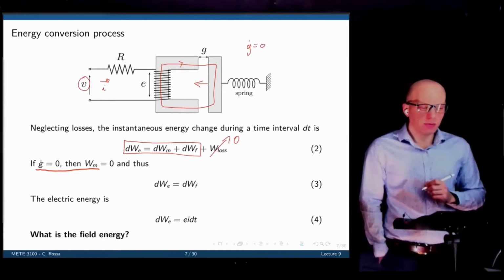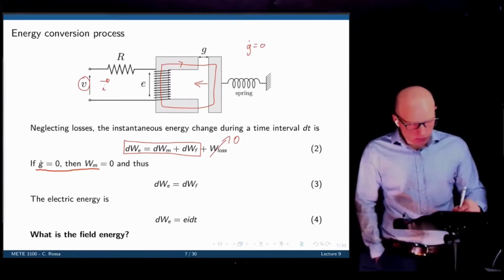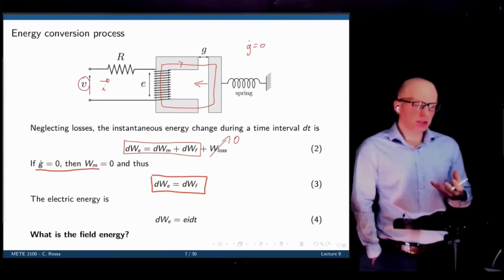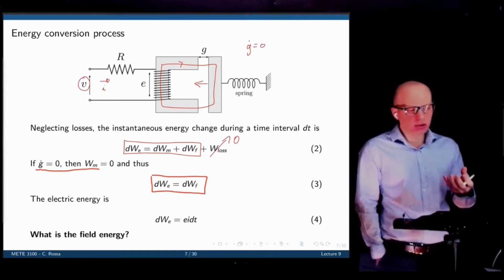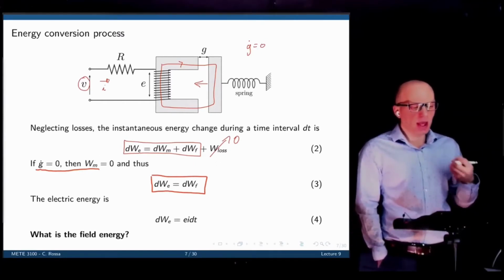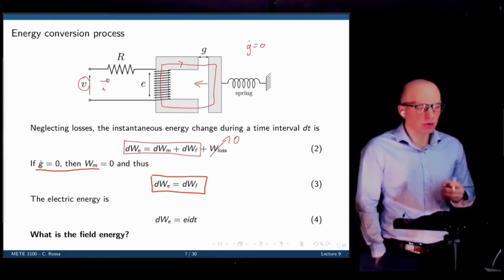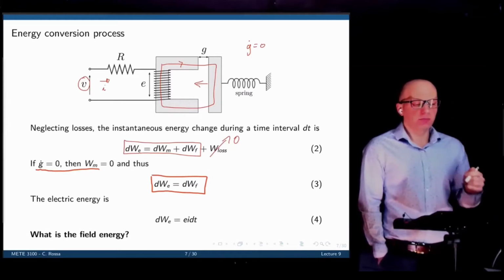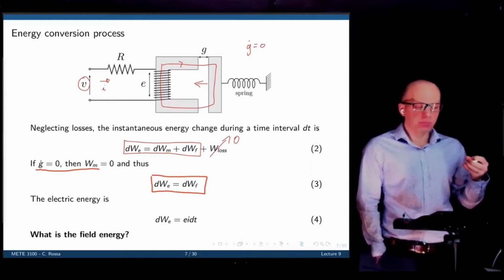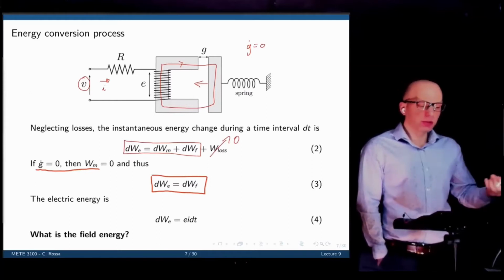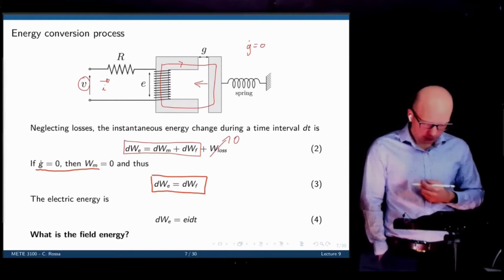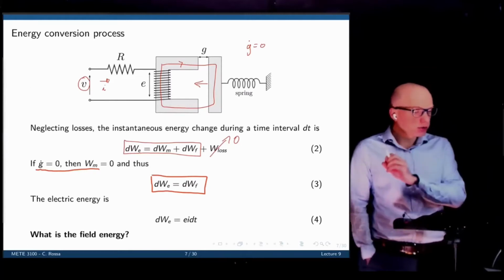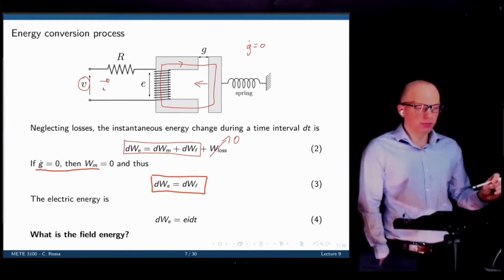If it doesn't move, the mechanical energy is 0, which means that we can now equate all energy given to the system in the form of electrical energy to the stored energy in the form of magnetic field. Again, assuming no losses, all electrical energy is transformed into field energy.